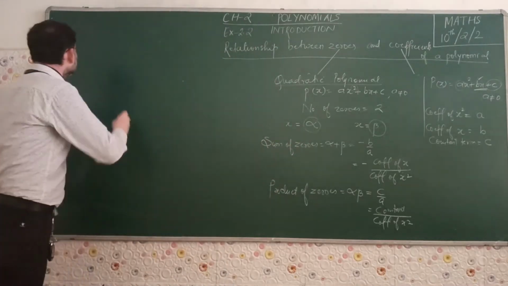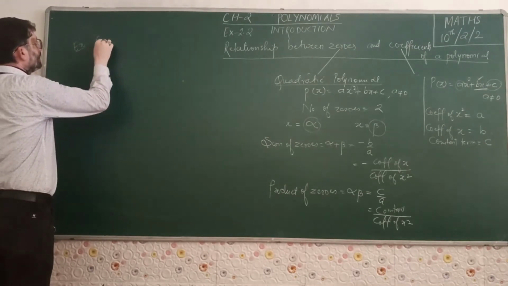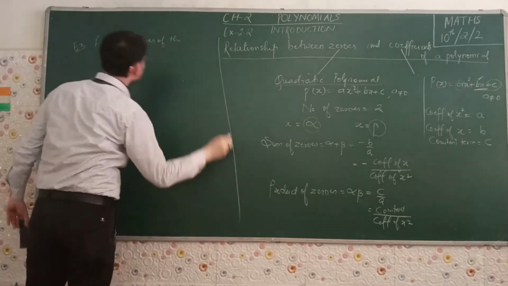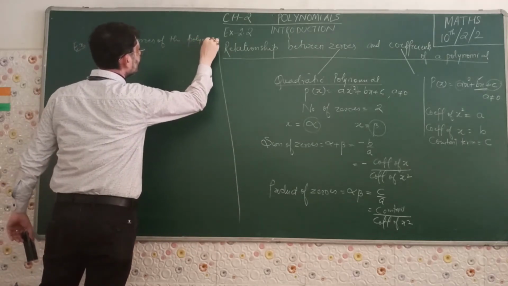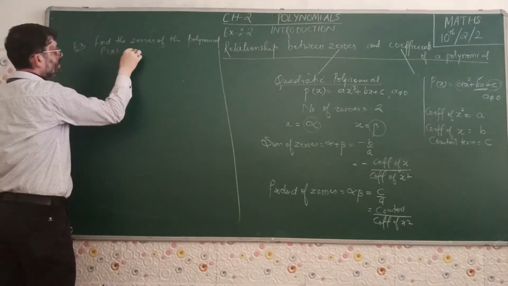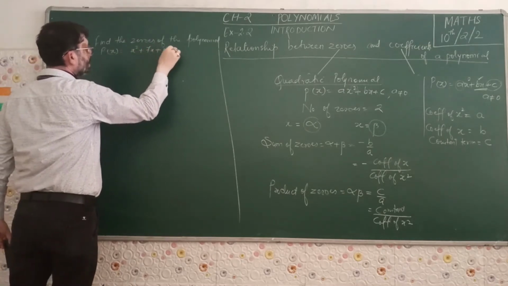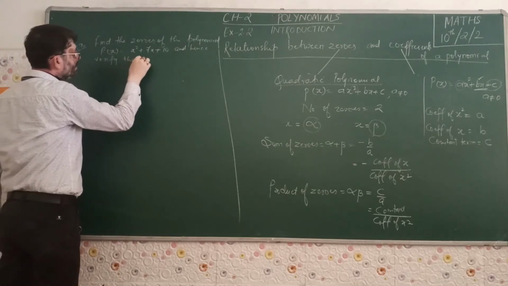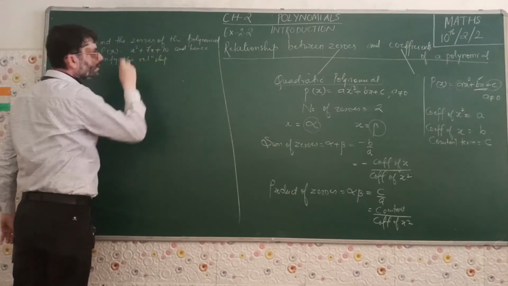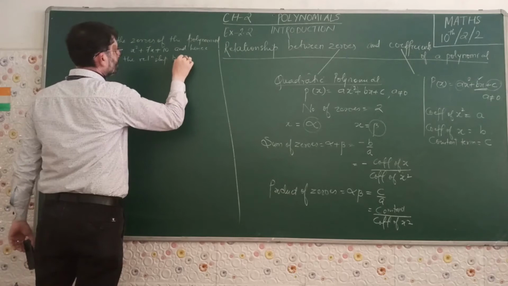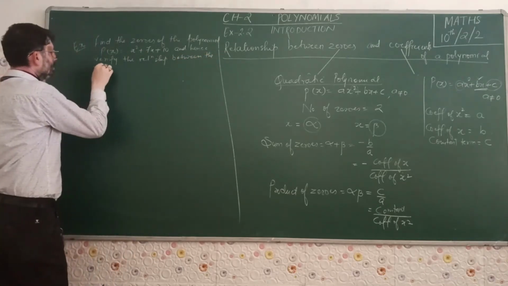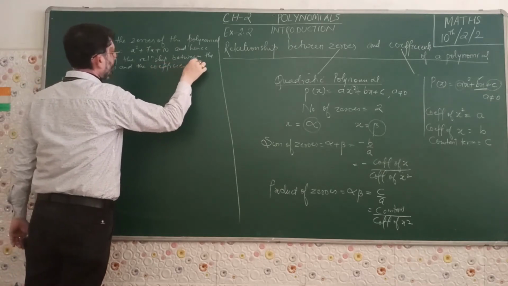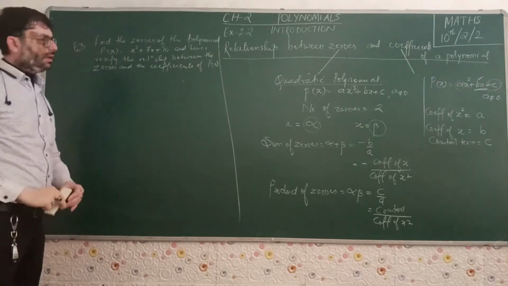Let us take an example. The question can go this way: find the zeros of the polynomial p of x is equal to x square plus 7x plus 10, and hence verify the relationship between the zeros and the coefficients of p of x.